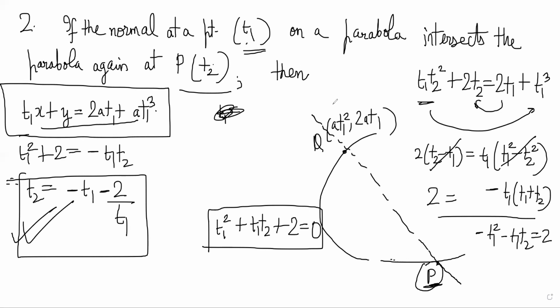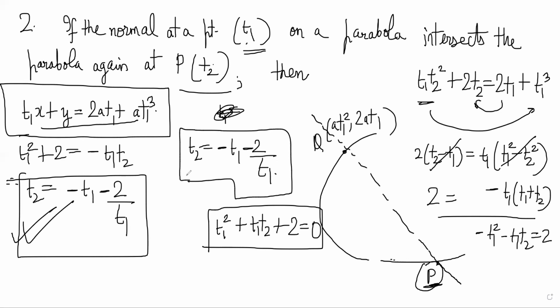been drawn, right? If that point is T1, the point where the normal cuts the parabola again has to be T2 is equal to minus T1 minus 2 by T1, right? You know that T2 is equal to minus T1 minus 2 by T1, then you can find that point, right? A T2 square comma 2 A T2.